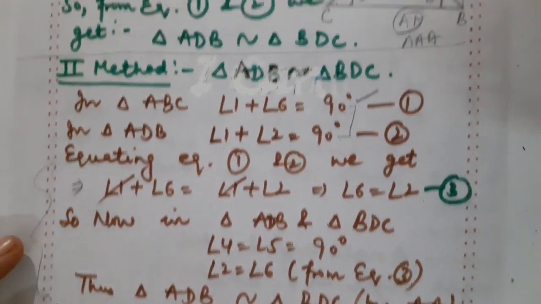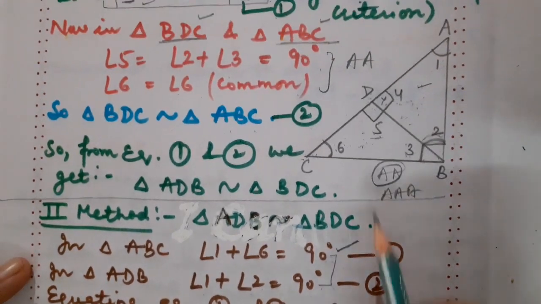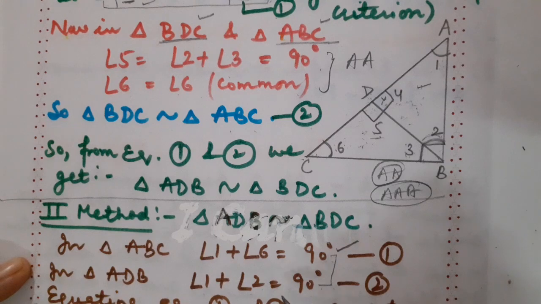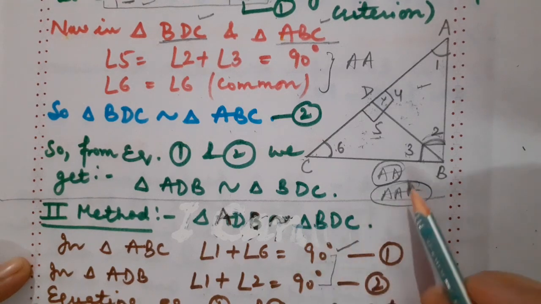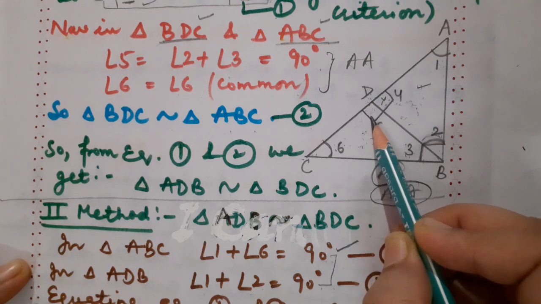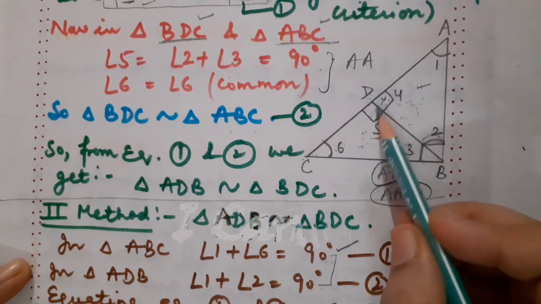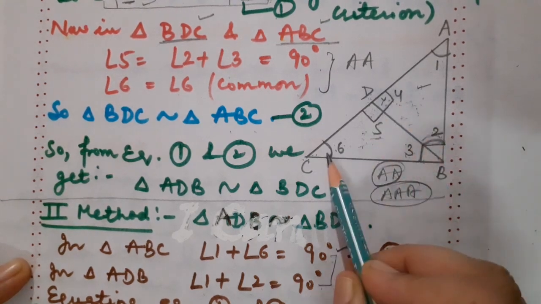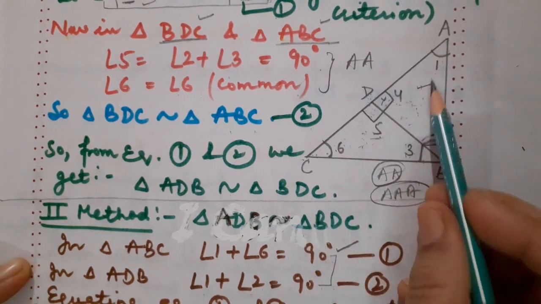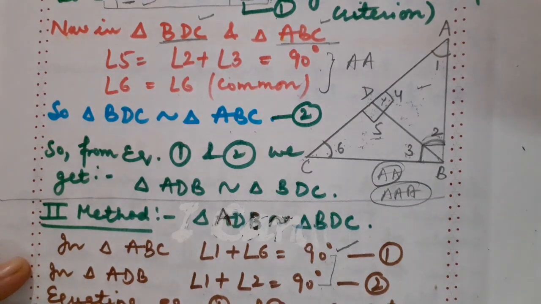Now suppose if you want to prove that both the smaller triangles are similar to each other by triple A similarity criteria, so for that you have to prove that angle 4 is equal to angle 5, which is actually right, because both are of 90 degree. Angle 2 is equal to angle 6. I have already proved. Now I have to prove that angle 1 is equal to angle 3. So what is to be done for that?